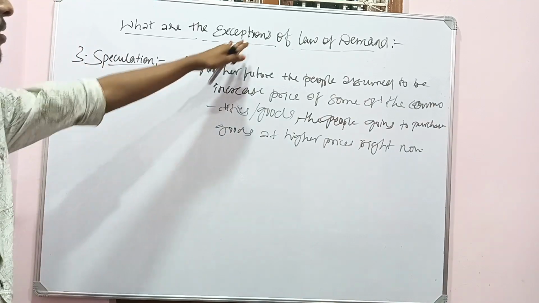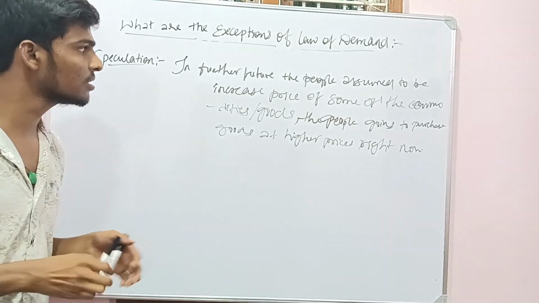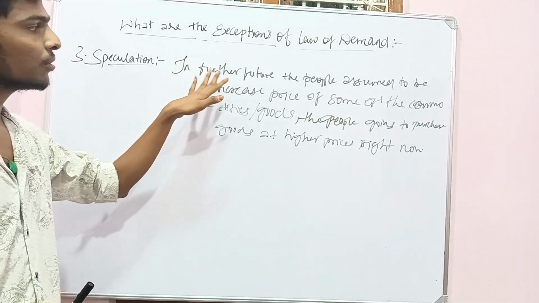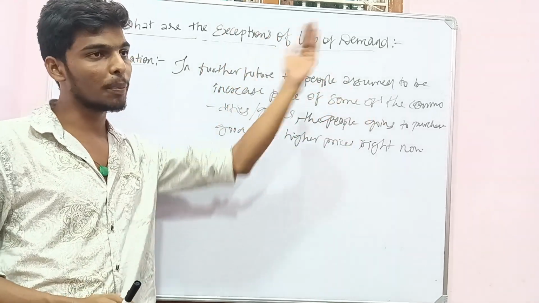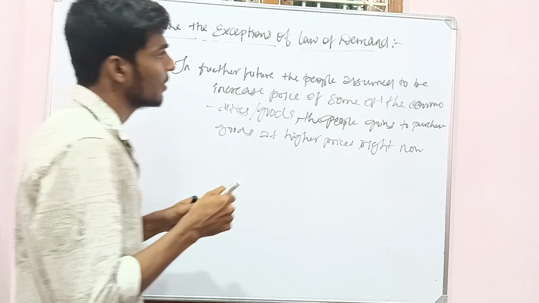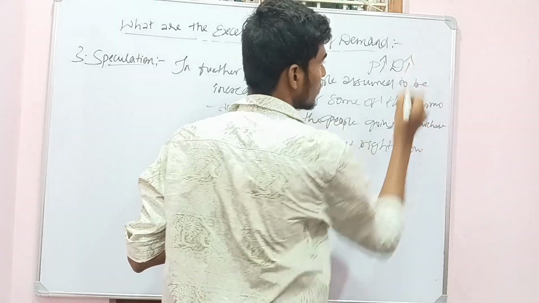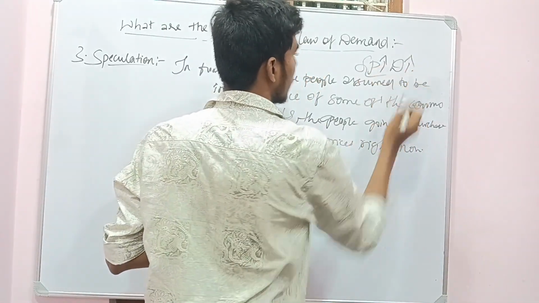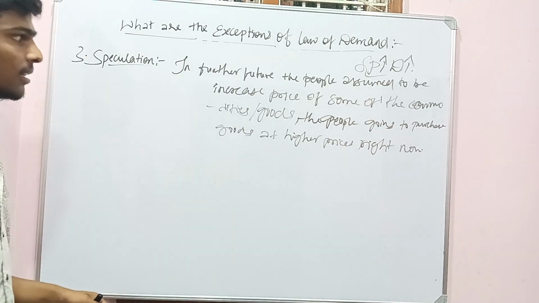This is the third exception, that is speculation. That is, the people develop a false assumption that if the price of goods is going to increase in further future, they are going to purchase the goods right now at the higher prices. Here you can see that if the price of goods increases, the demand also increases. It is the third exception, speculation. Let's see the fourth one.